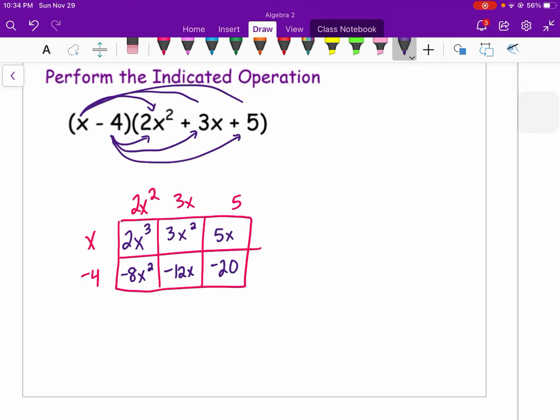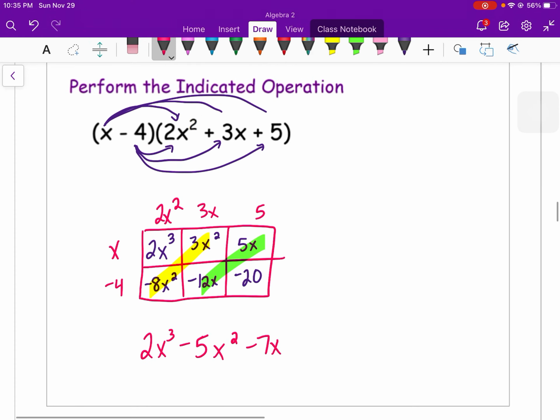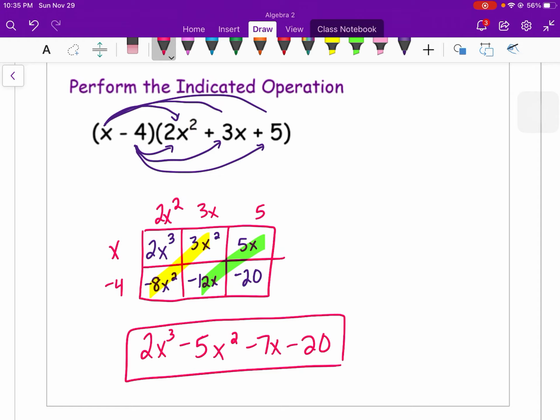And then go through and combine your like terms. If you use the box method, the like terms will be in the diagonals. So you'll see you have a 2x cubed, and then you have a negative 8x squared plus 3x squared is negative 5x squared. So you're adding at this point. Negative 12x plus 5x is negative 7x, and then minus 20. That would be the answer.